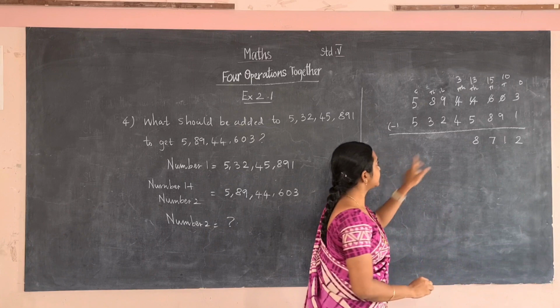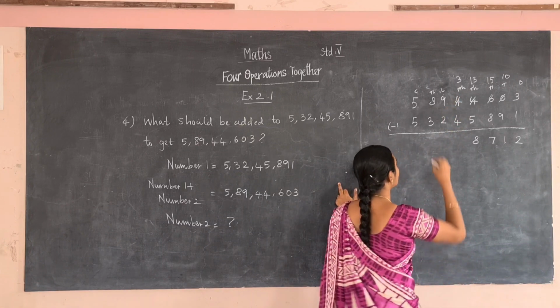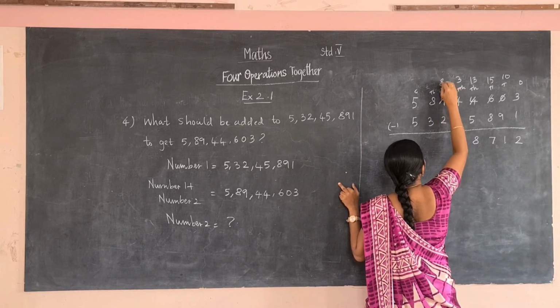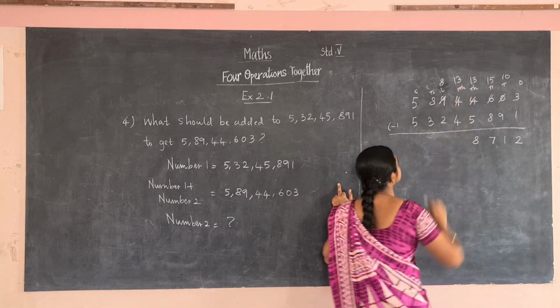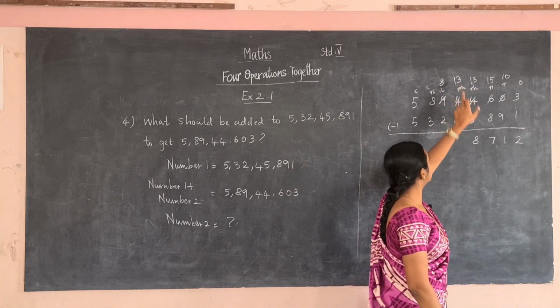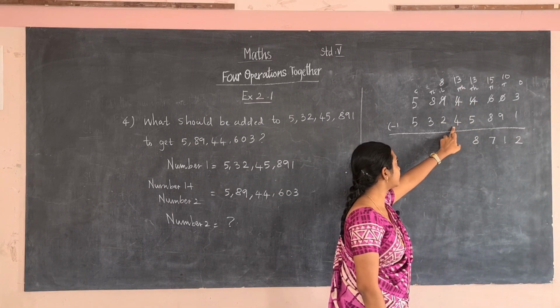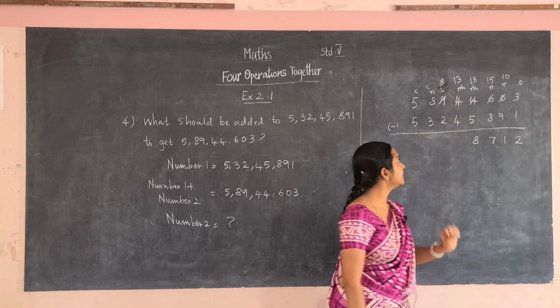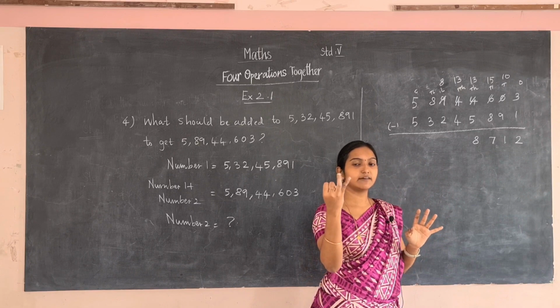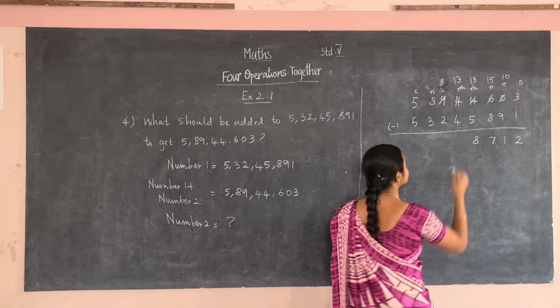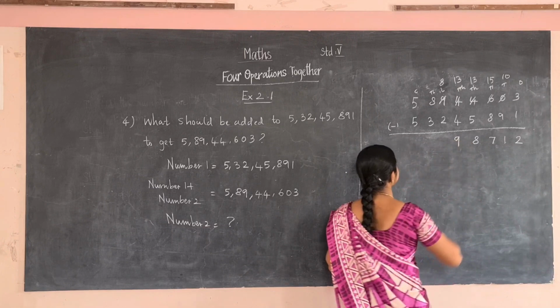We cannot subtract 4 from 3. So borrow 1 from 9. So 9 will be changed as 8 and 3 will be changed as 13. 13 minus 4. Start counting from 4 until you reach 13. So it will be 5, 6, 7, 8, 9, 10, 11, 12 and 13. So the number is 9.